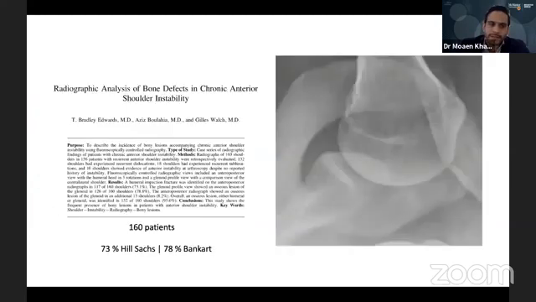And to illustrate the point about how common glenoid bone loss is, this is a radiographic analysis study of bony defects just based on X-ray in anterior shoulder instability. They looked at 160 patients that had dislocations, whether it was recurrent instability or anterior instability. And they found that there was a 78% prevalence of Bankart lesions or bone loss on the glenoid, and 73% had a Hill-Sachs lesion.